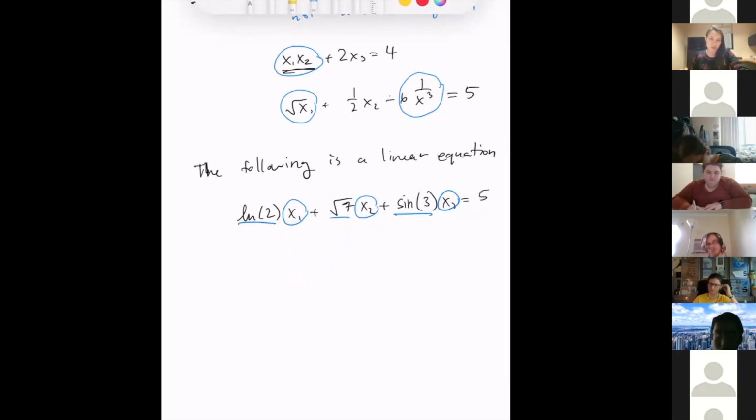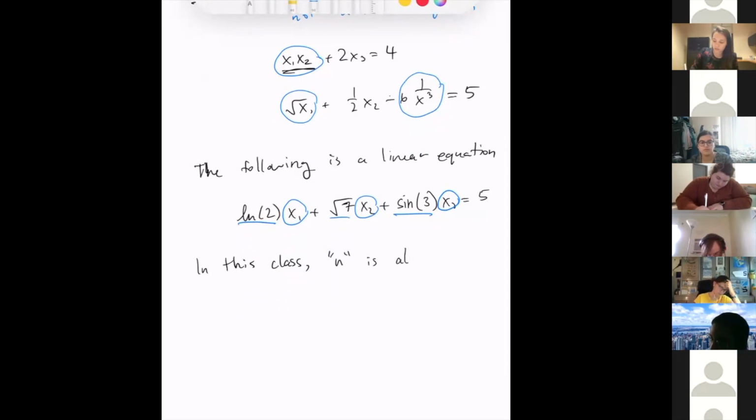Let's see, I'm going to skip over that. One thing I did want to mention though is that in this class and in a lot of math classes, when we use the number n, it's always a natural number, meaning a positive integer.